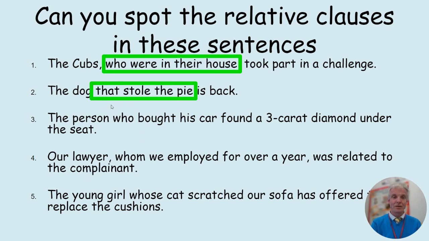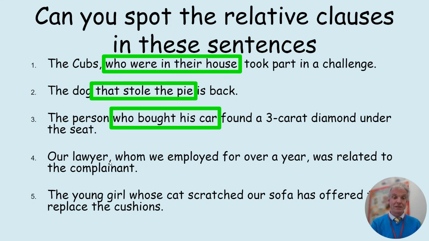The person who bought his car found a 3-carat diamond under the seat. Now we've got our relative pronoun there, who. But which is the clause? Let's see, which bit would make sense on its own? The person found a 3-carat diamond under the seat. So the extra information is who bought his car. There's your relative clause. Well done.